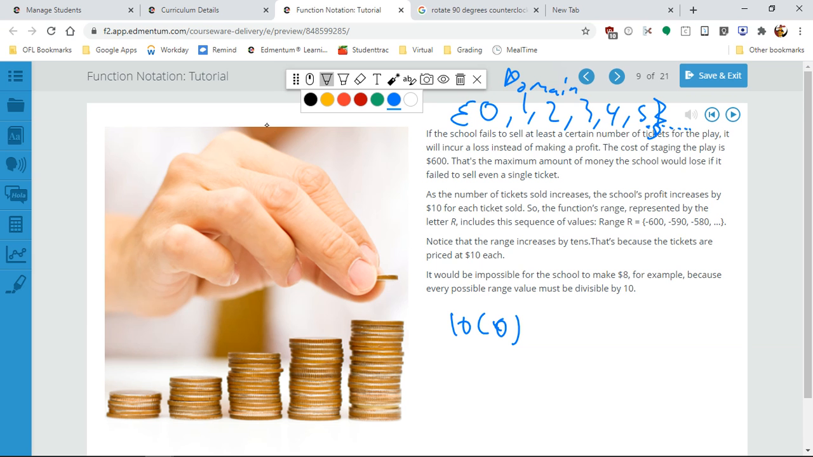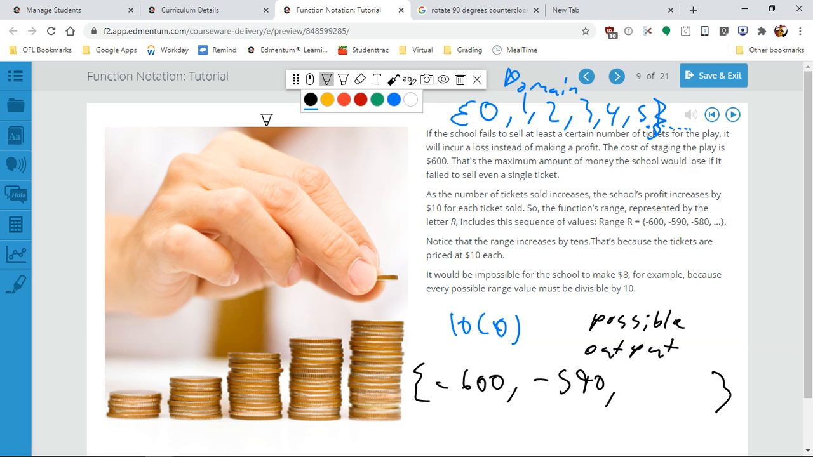Our outputs, our range, are all of our possible outputs. I already said if nobody buys a ticket, I'm out $600. If one person buys the ticket, I'm only out $590. So this is what's known as our range. These are all of our possible outputs. Our possible inputs is known as our domain.